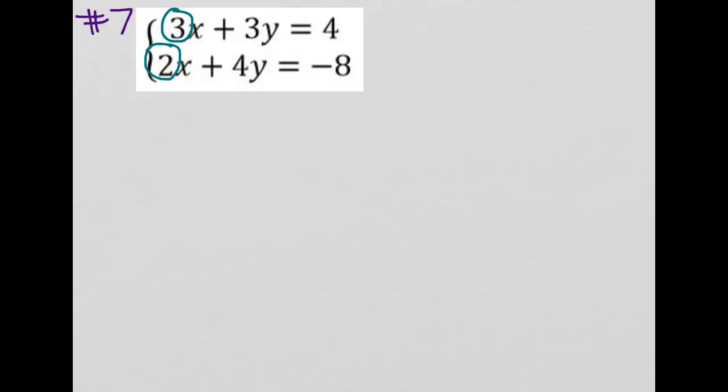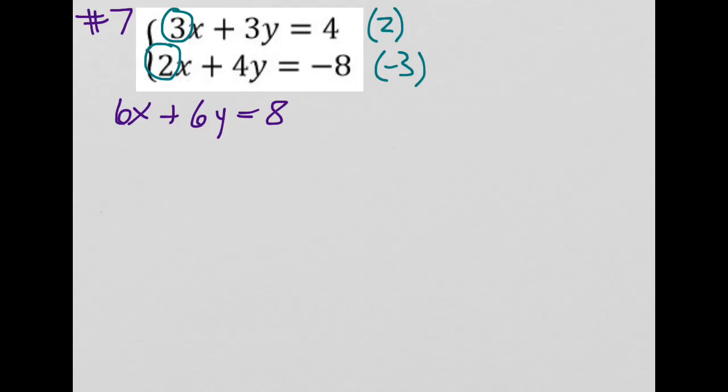Okay, let's multiply the top equation by 2 and the second equation by negative 3. That way we will have 6 and negative 6 as our coefficients, and then we will be able to eliminate the x's. So if I multiply the whole top equation by 2, I'm going to get 3x times 2 is 6x. 3y times 2 is 6y, and 4 times 2 is 8.